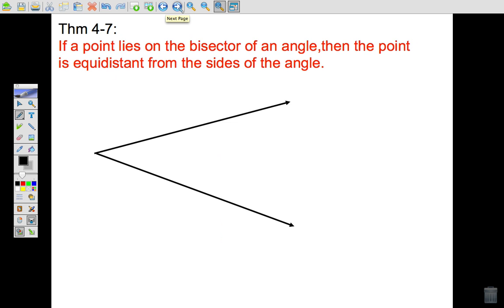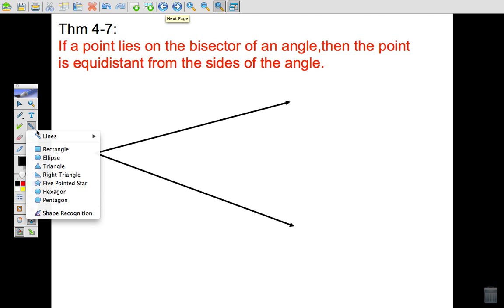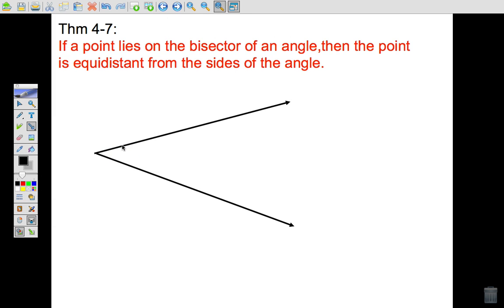All right, Theorem 4.7, two more. If a point lies on the bisector of an angle. Now, what's a bisector of an angle? Well, the bisector of an angle is simply a segment or a ray that cuts an angle into two equal parts. So say that this ray right there cuts this angle into two equal parts. So we know that this part equals this part. So if a point lies on the bisector of the angle, so let's say we got a point right there. So that's the angle bisector. Then the point is equidistant from the sides of the angle.